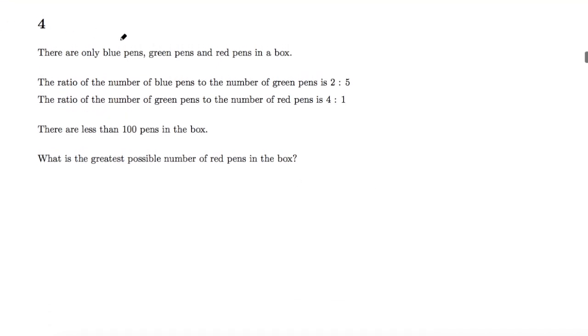Question 4 says there are only blue pens, green pens, and red pens in a box. The ratio of the number of blue pens to the number of green pens is 2 to 5. The ratio of the number of green pens to the number of red pens is 4 to 1. There are less than 100 pens in the box. What is the greatest possible number of red pens in the box?